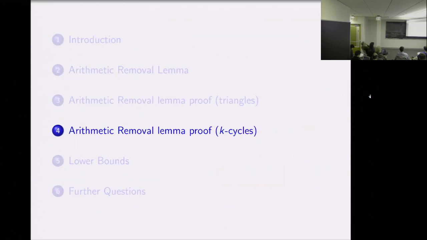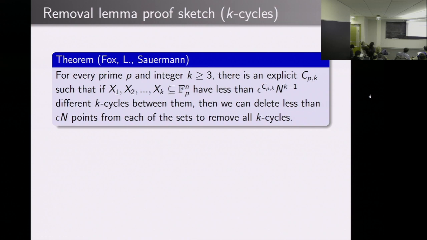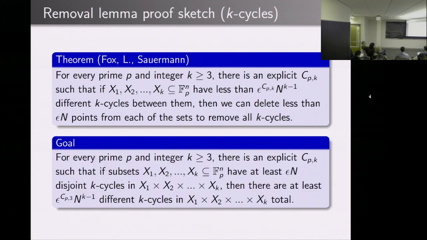Okay, so now what's the proof for k-cycles? Let's try to copy the proof and see where it goes wrong. The first step was that we can reformulate it as saying that we have these k sets. We want to show that if we have a small number of k-cycles between them, then we can delete a small number of points from each of the sets and get rid of all k-cycles.